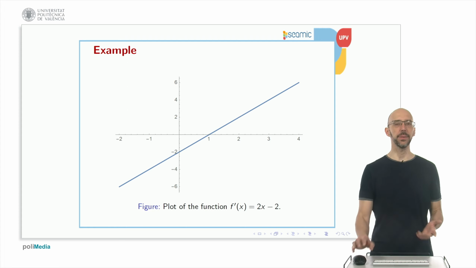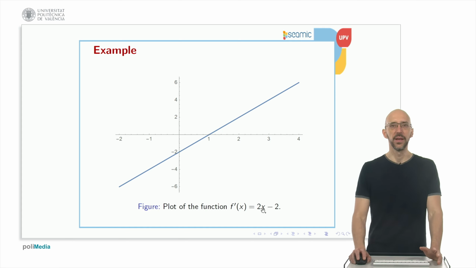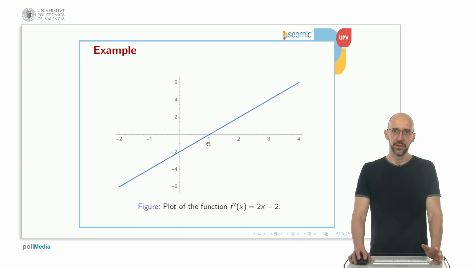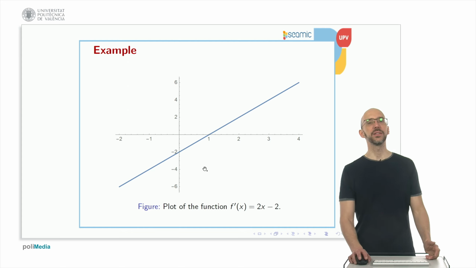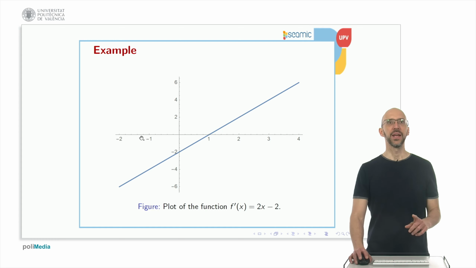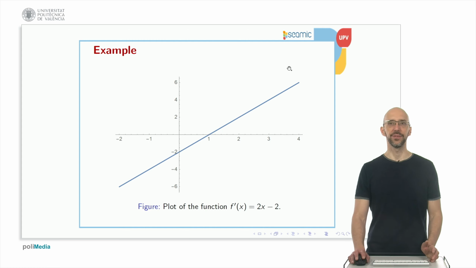Here you have the derivative. The derivative is just a straight line, a slope 2. So it's going up all the time. At the point 1, the derivative is passing from negative values to positive values. Okay, perfect. So in this case, what this means is that the original function, not the derivative, is decreasing until 1 and increasing after 1.